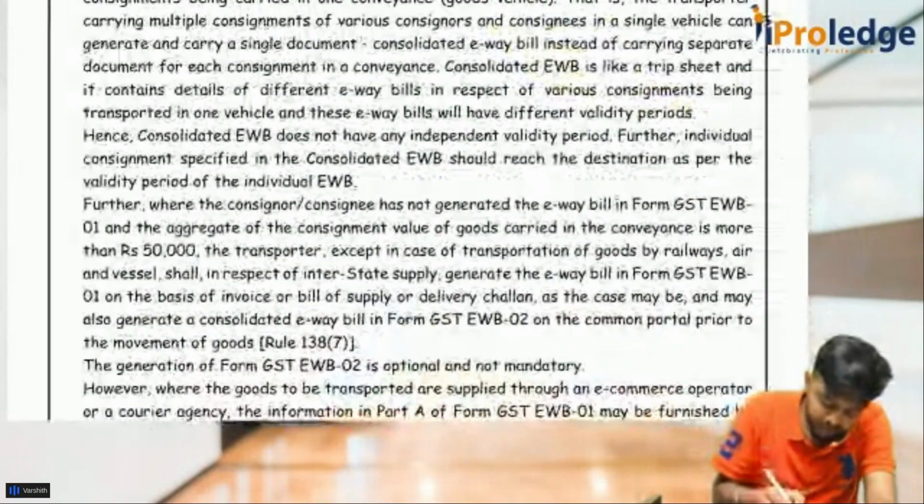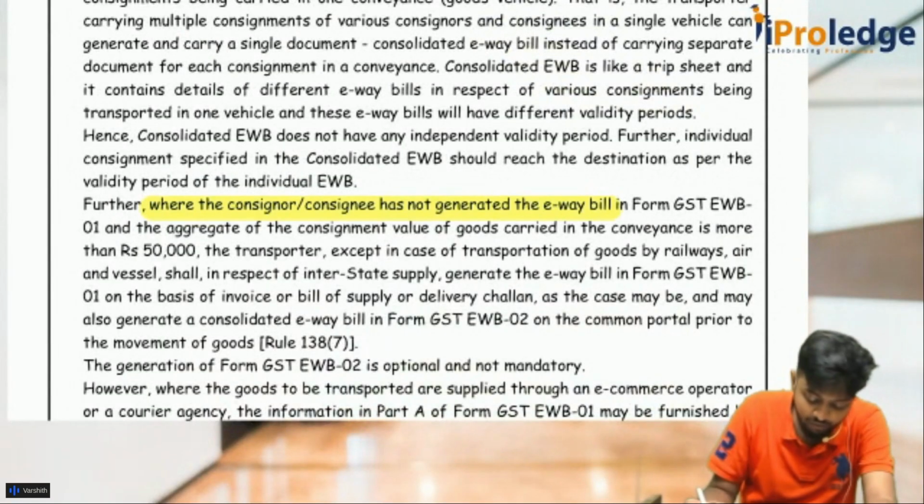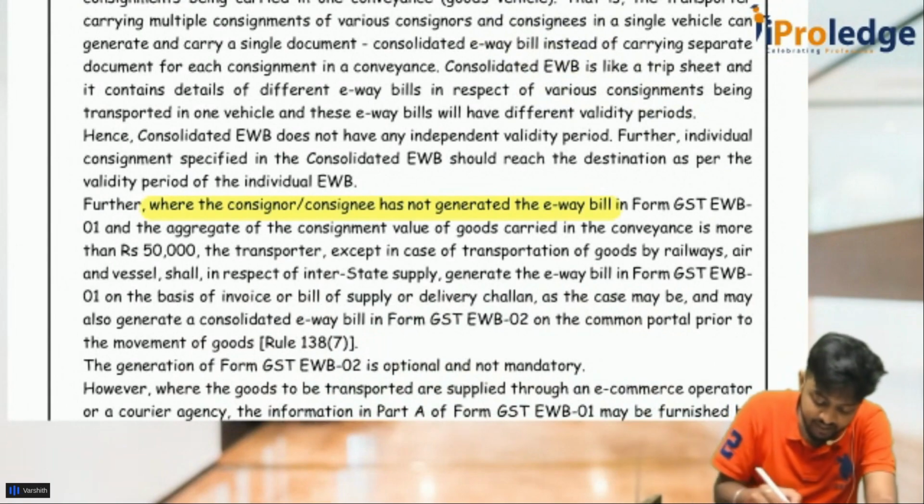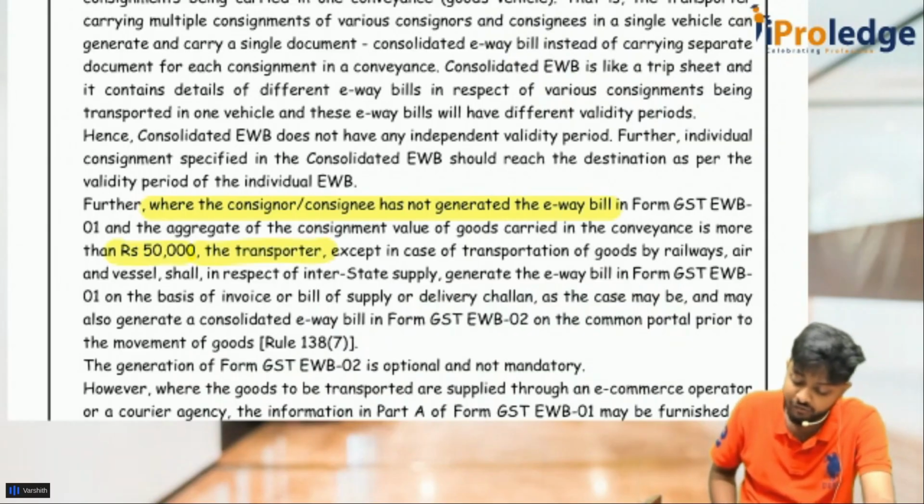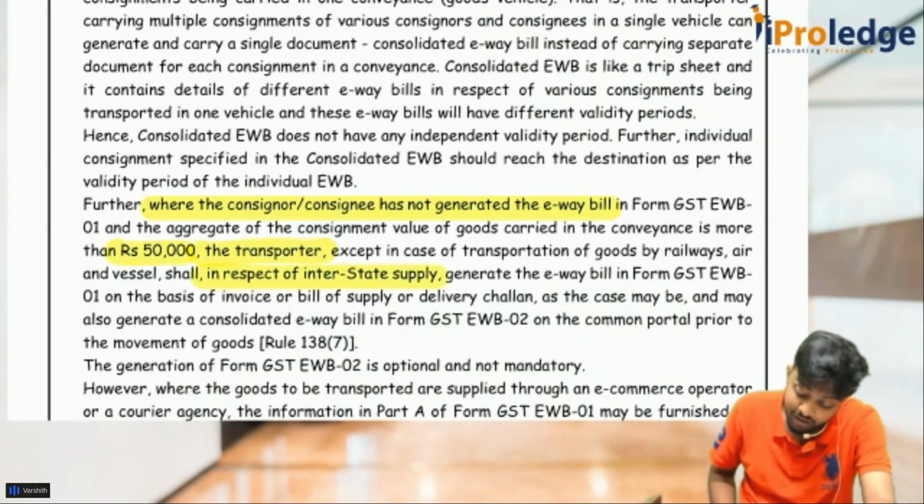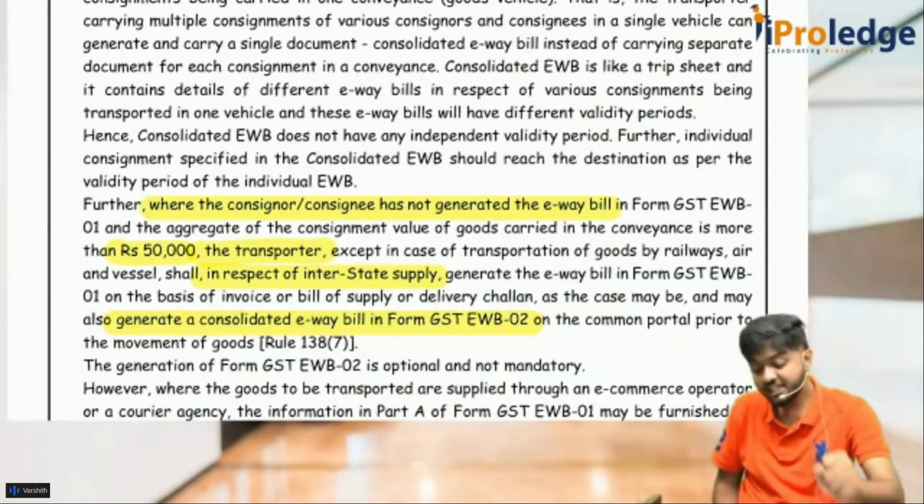Further, one more point is there, where the consigner has not generated the e-way bill and the aggregate of the consignment value of the goods carried in the conveyance is more than 50,000, the transporter, except in case of transportation of goods by railways, air and vessel, shall in respect of the interstate supply generate the e-way bill in form GST EWB01 on the basis of invoice or bill of supply as the case may be, and may also generate a consolidated e-way bill in form GST EWB02.